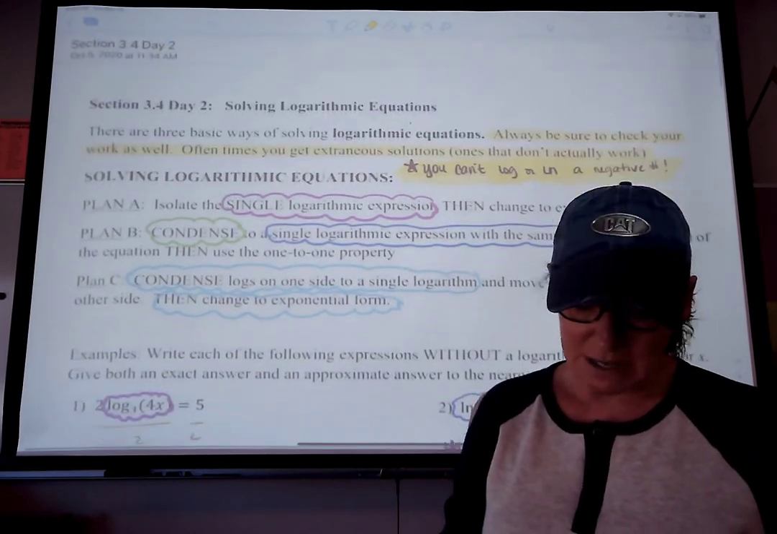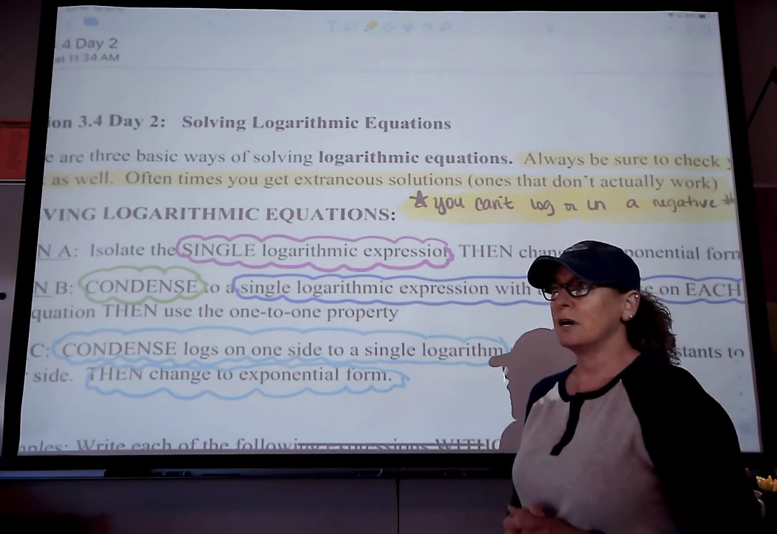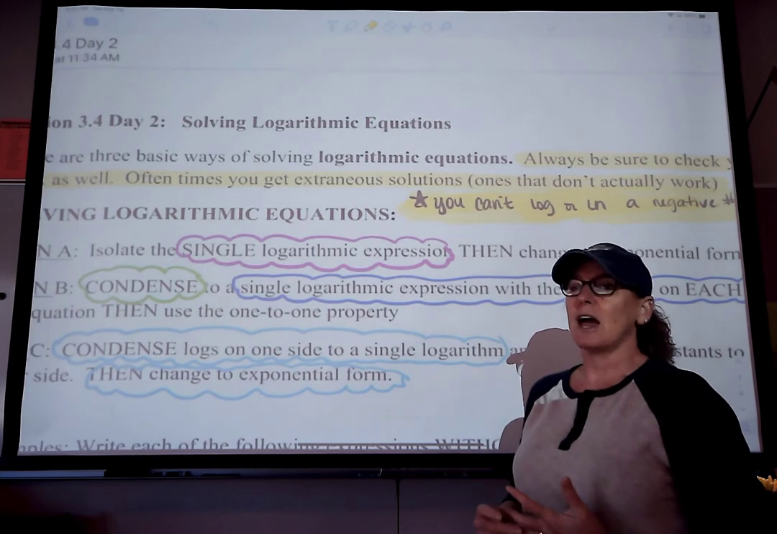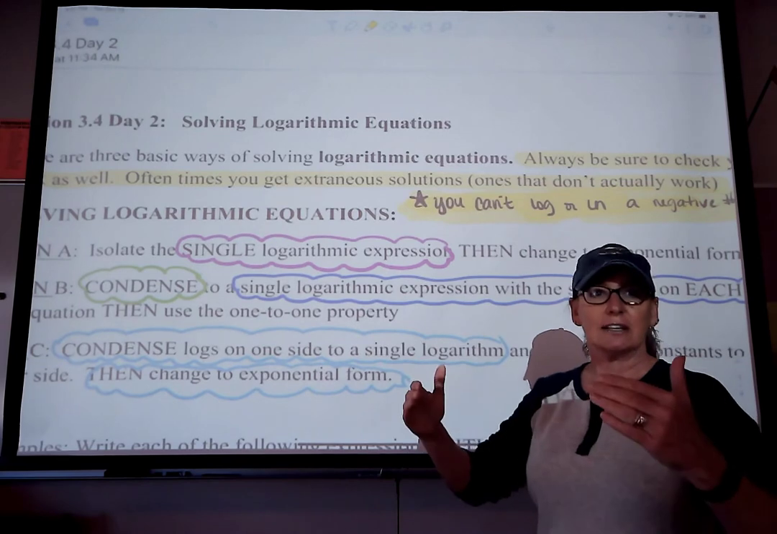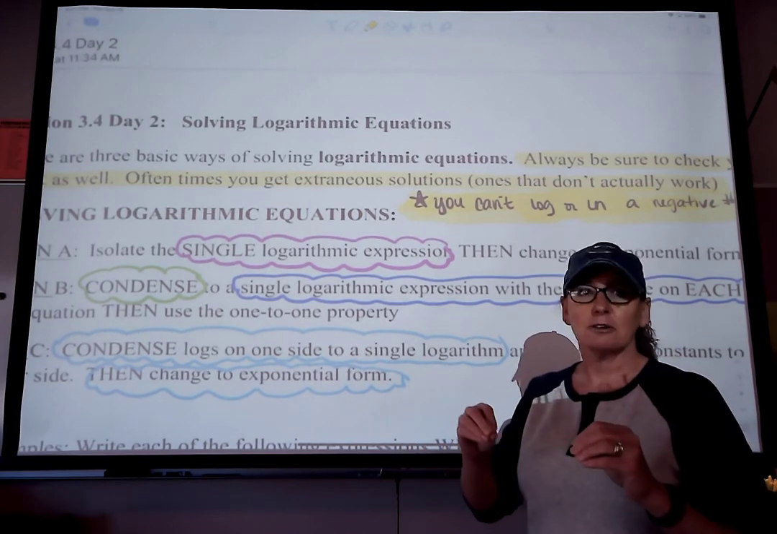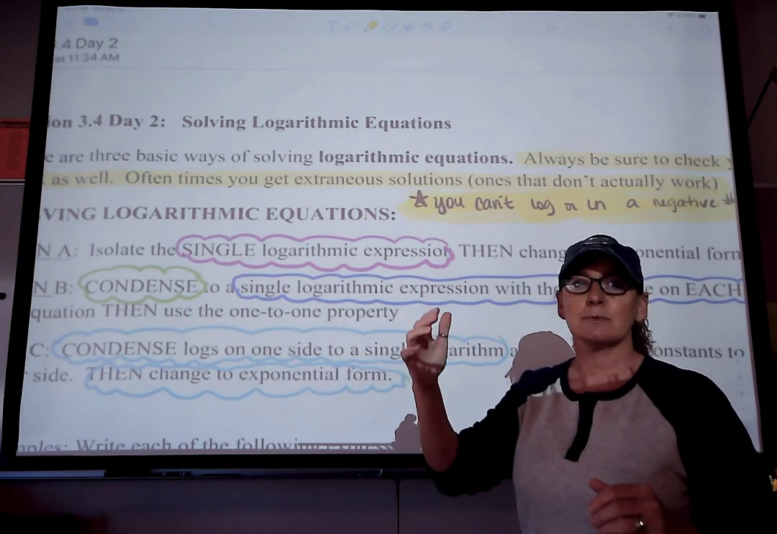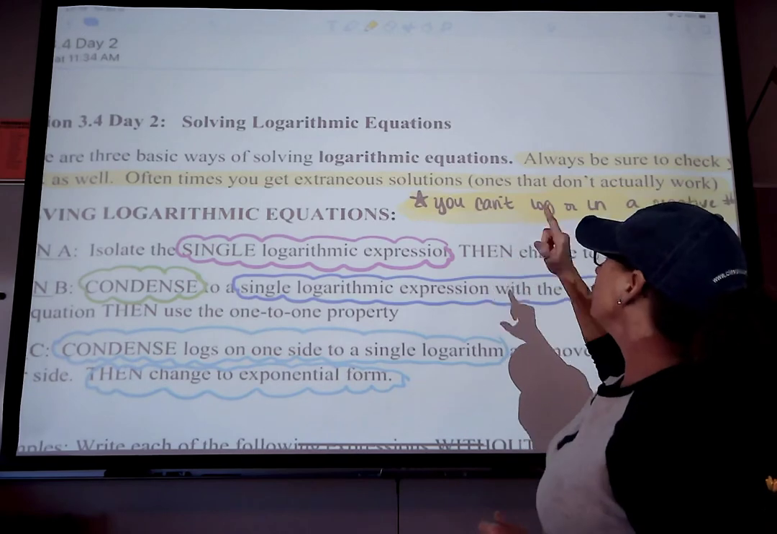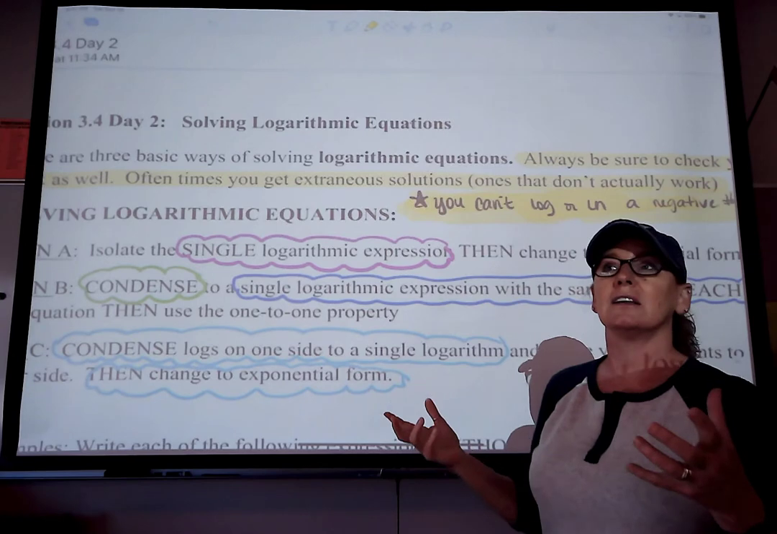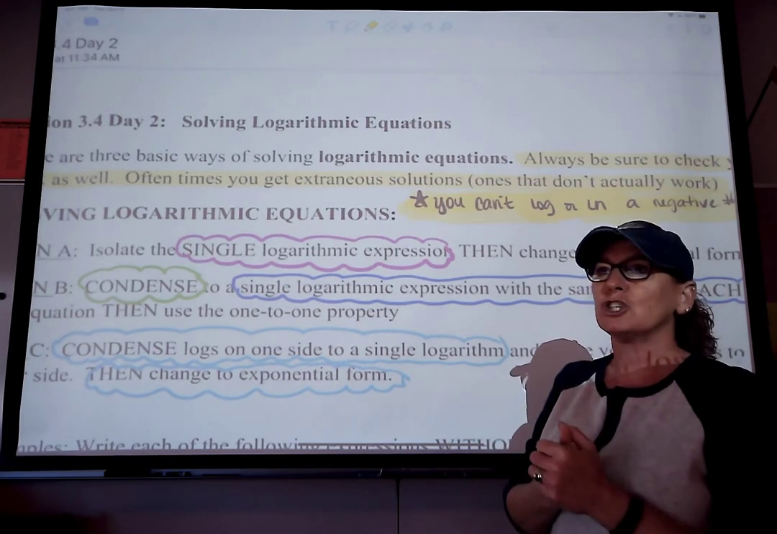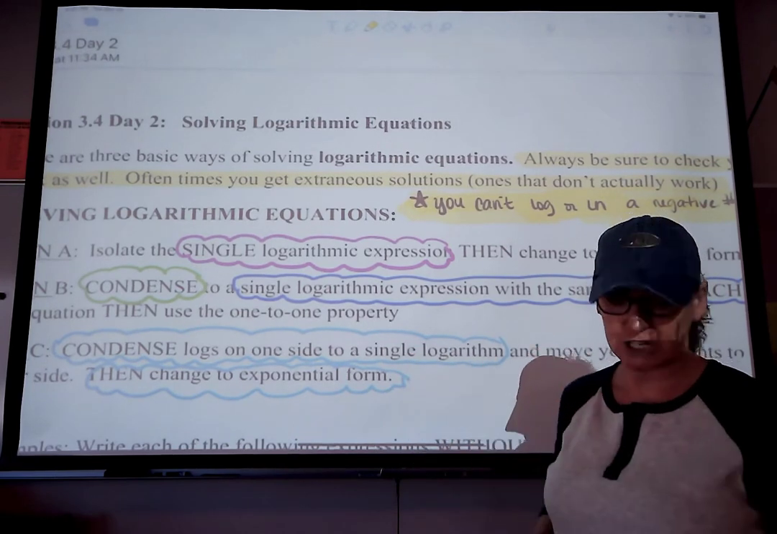Now, let me just start off by saying logarithms are funny. So keep in mind that once we solve a logarithmic equation, you need to check your answer. And you don't have to write it out and plug it in. I just want you to mentally plug it in and say, is this possible? Okay? And remember, you can't log a negative number. We can't do ln of -4. We can't do log base 10 of -2. That's what we have to watch out for.